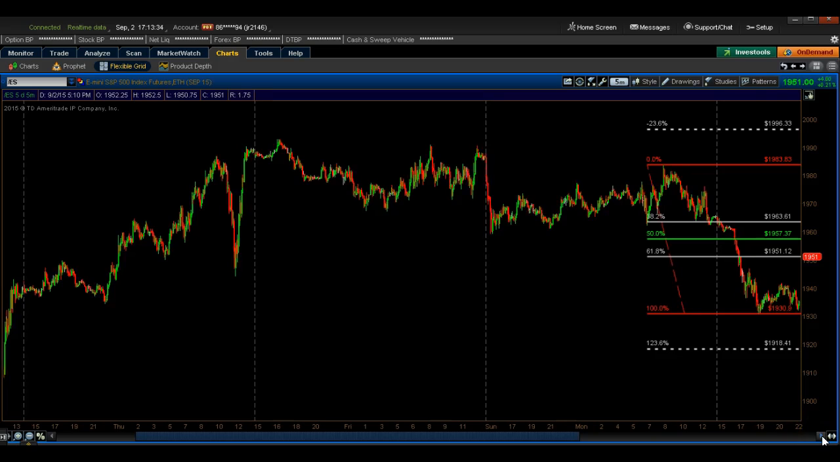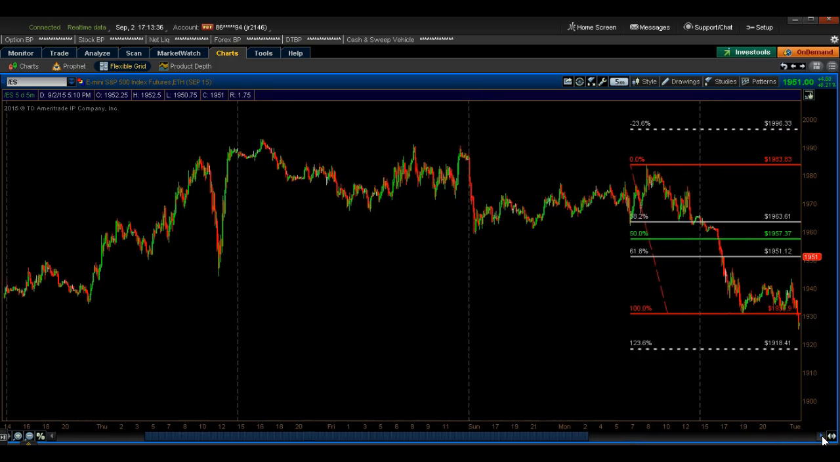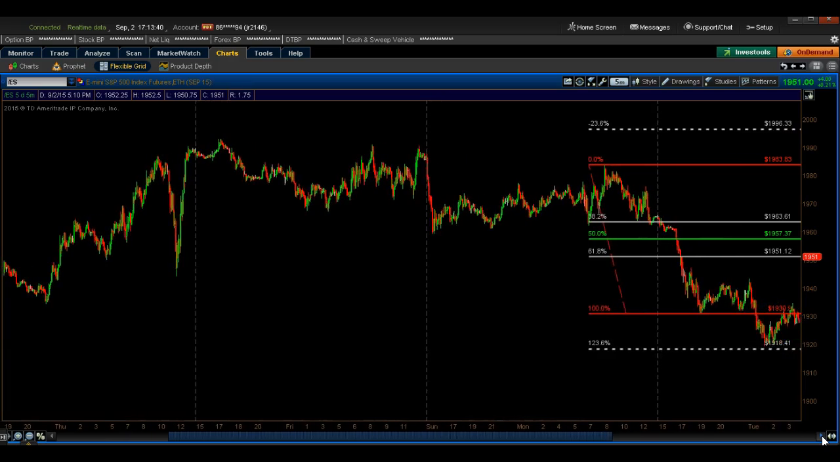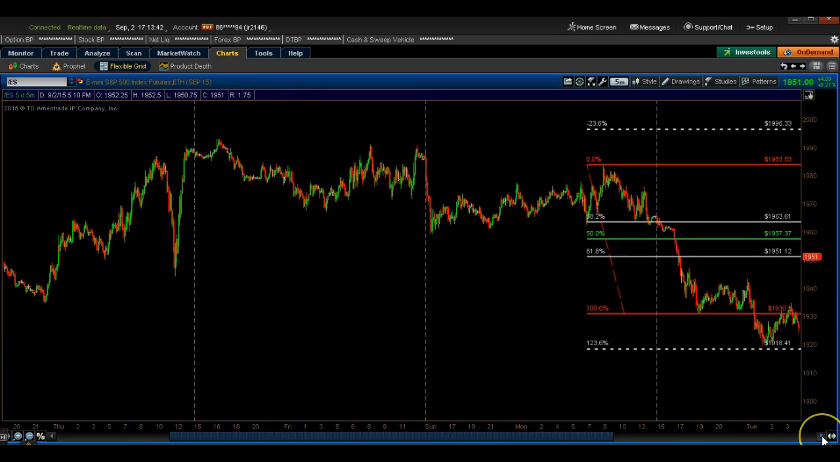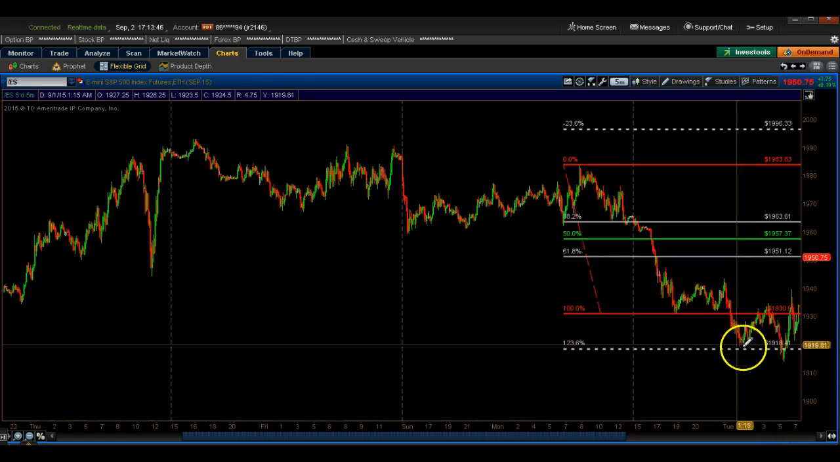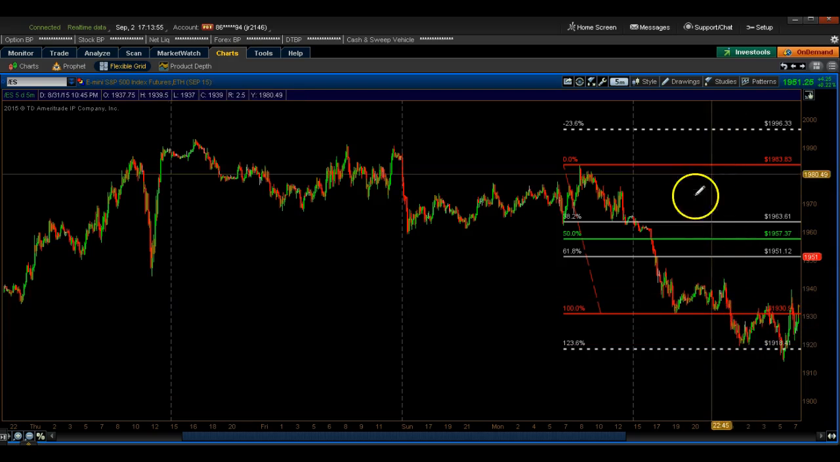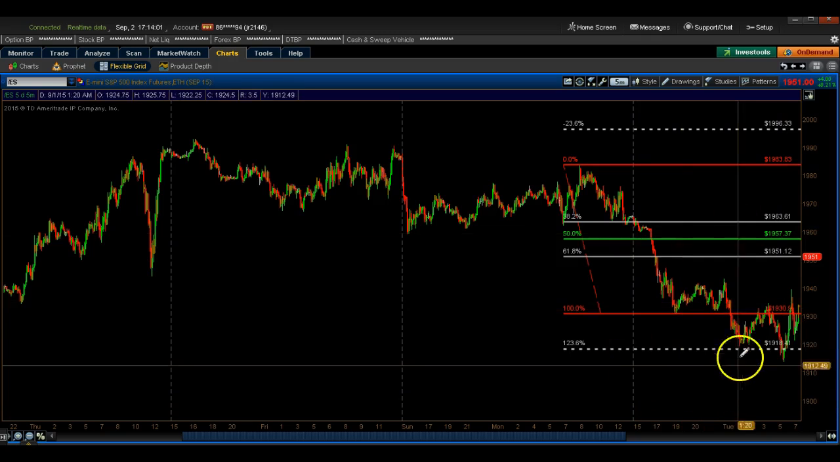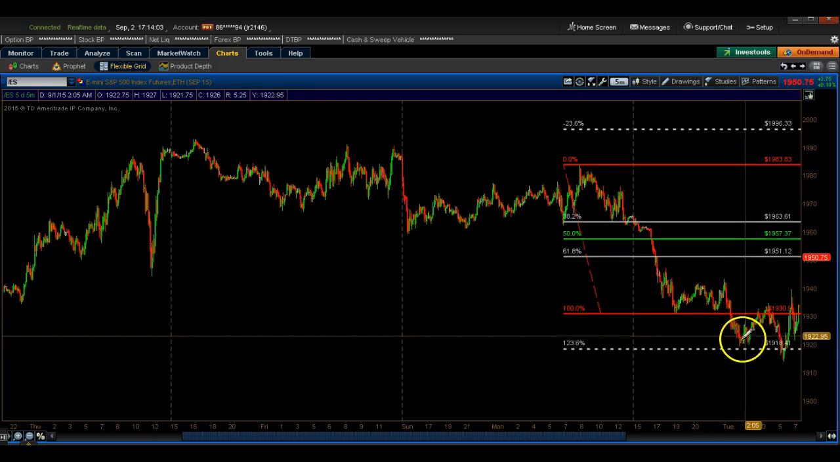So as you could see, price is rallying, and then we fail. And look at this. Price comes right down to the minus 23, in this case the 123 extension. This is the extension of this move, so it's extending farther than it normally does. So what happens is price falls.